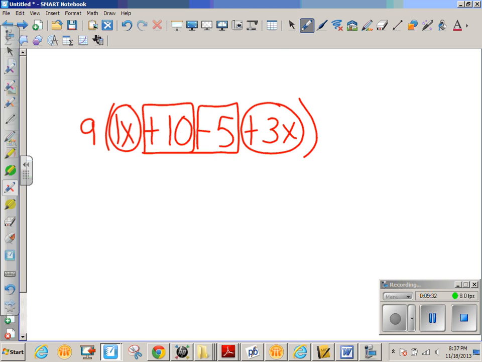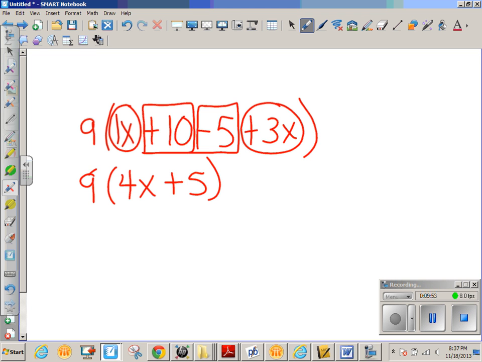So order of operations tells me to do what's in parentheses first. So if I can simplify, I want to do that first. So we're going to do 1x plus 3x, leave it inside the parentheses, and then combine the constants. So that's really just 10 minus 5, which is a positive 5. Once again, leave that inside parentheses, and then just bring the 9 down.